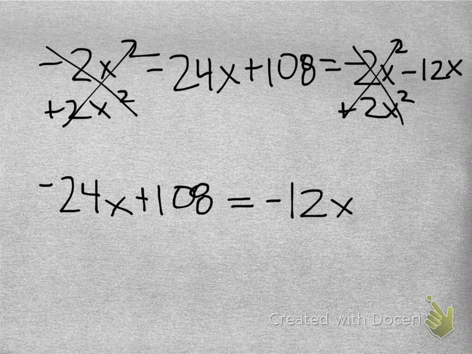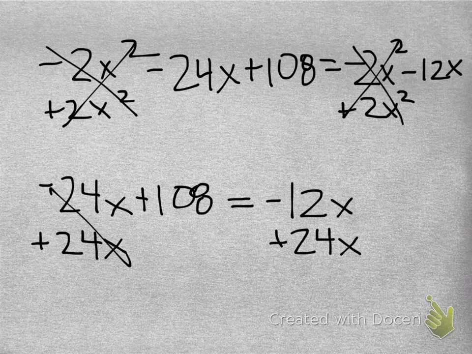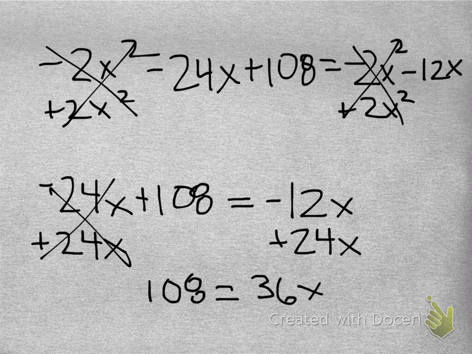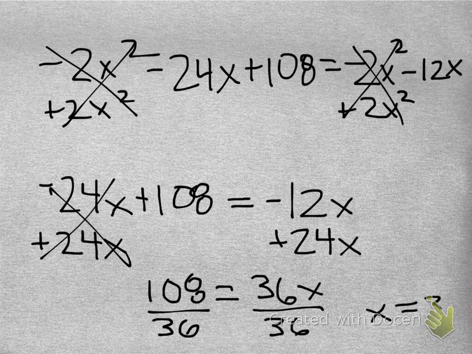Now to solve for x, we're going to need to get x by itself, so we need to move the x's together. We have to move the 24x over to be with the 12x by adding it. And then we have 108 equals 36x. So we divide by 36, divide by 36, and we get 3. X equals 3. And that concludes our review for the quiz on lessons 8.1 to 8.4.